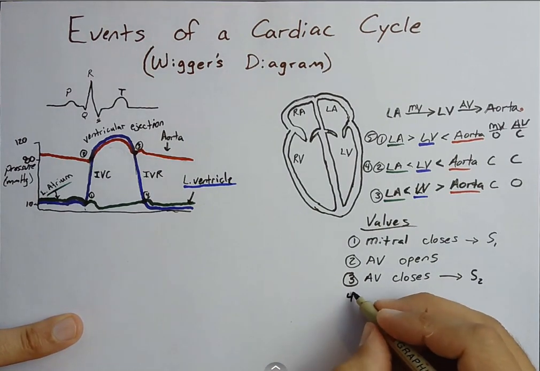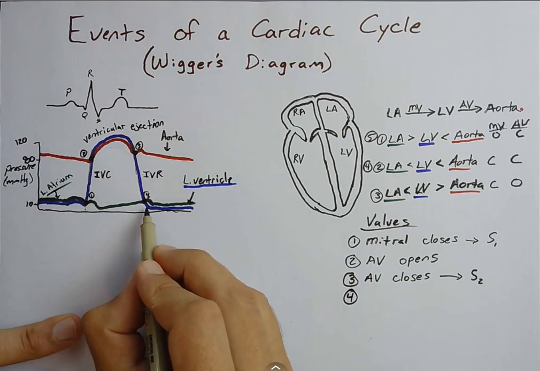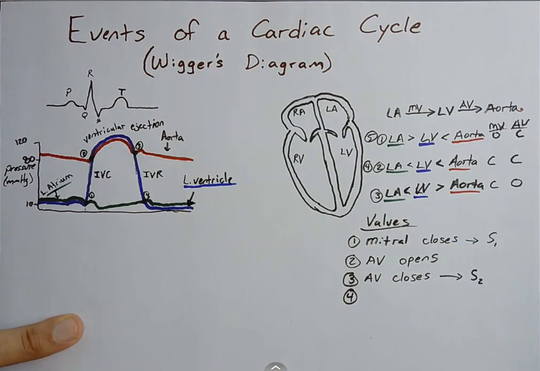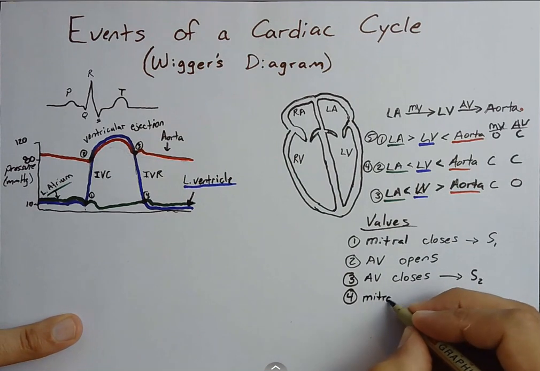And then at 4, this is just where these curves are crossing. Left ventricular pressure gets less than the atrial pressure. Therefore, the mitral valve is finally going to get to open.